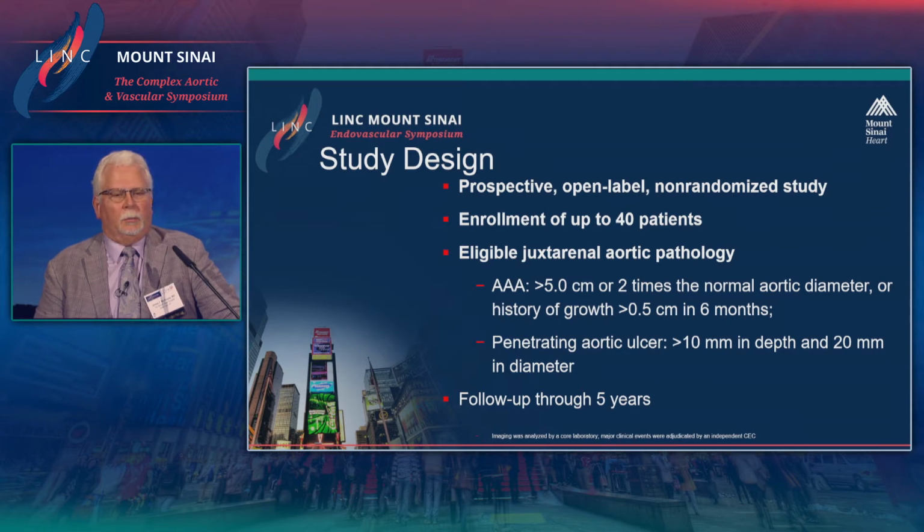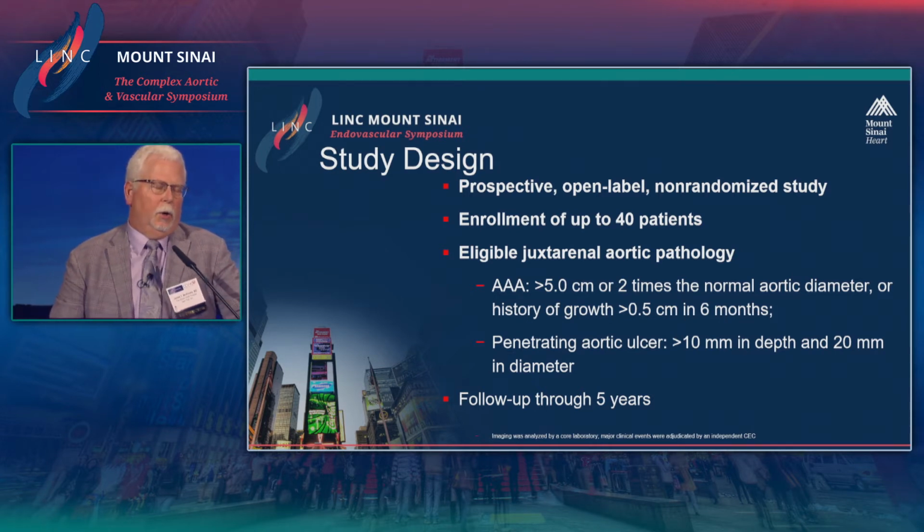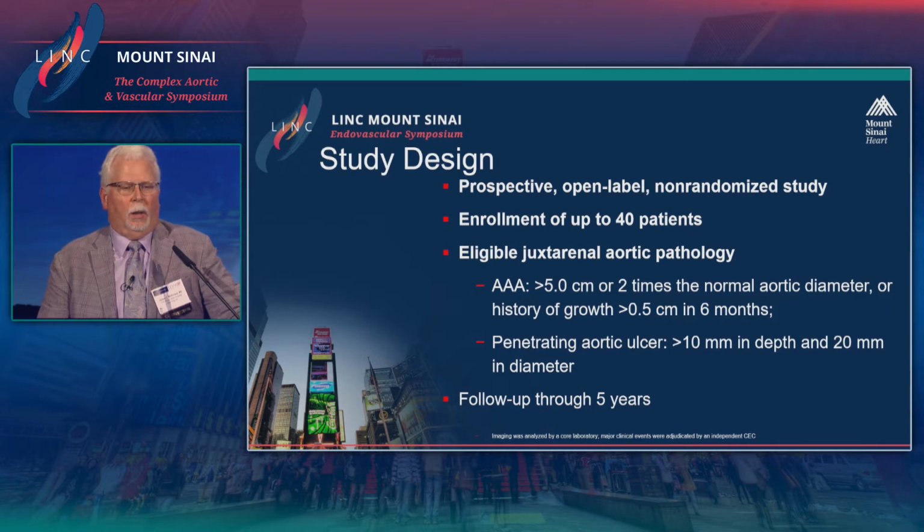Study design, we looked at a prospective non-randomized study, and this is part of the IDE. We have a single center IDE, but we also have collaborated with other centers for this, and it's for use of juxtarenal aortic pathology. You can have 4 vessels being involved with 2 branches, 1 fenestration, and then 1 scallop. Aneurysms have to be greater than 5 centimeters or double the normal aortic diameter, or growth of greater than half a centimeter within 6 months, a PAU of greater than 10 millimeters in depth and 20 millimeters in diameter. They will have to commit to follow-up for 5 years.